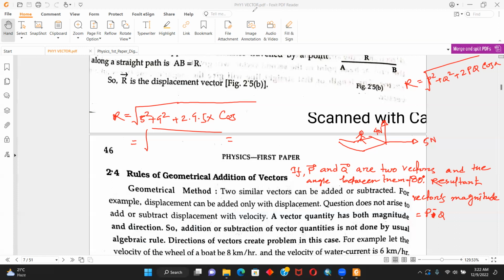Hey, you should be done by now. Square root of 41. Square root of 41, right? 41. Okay.